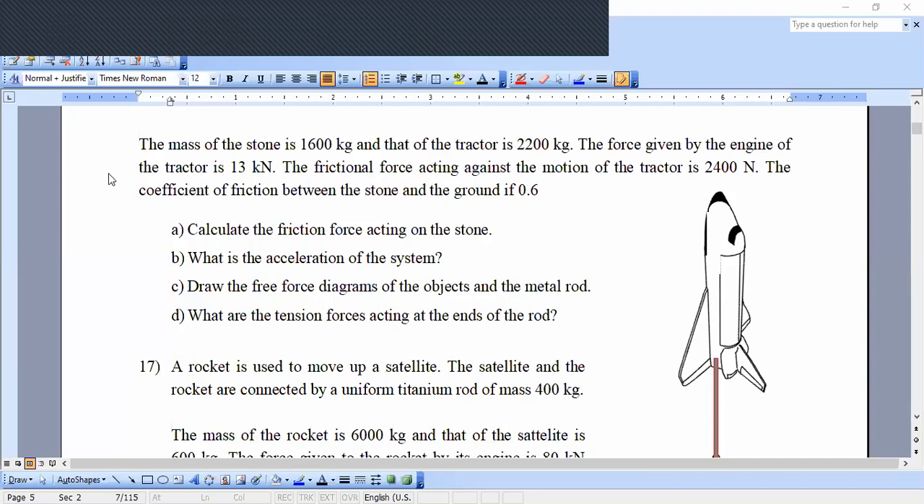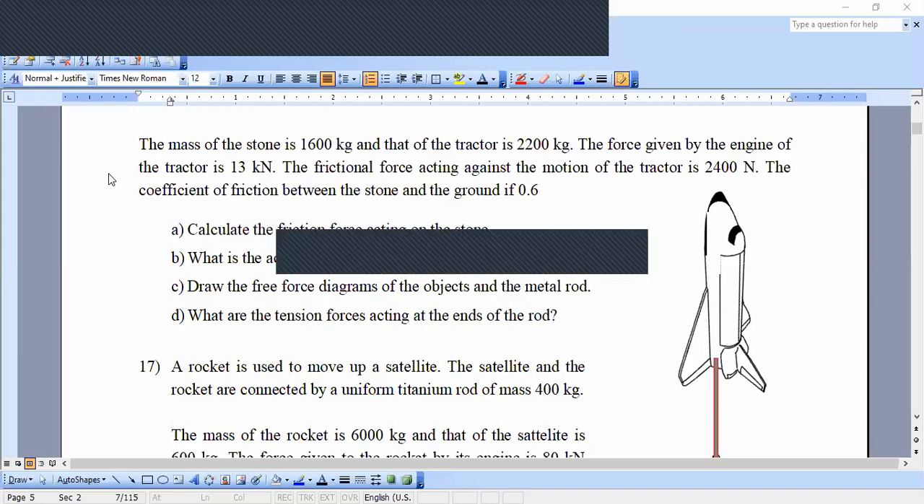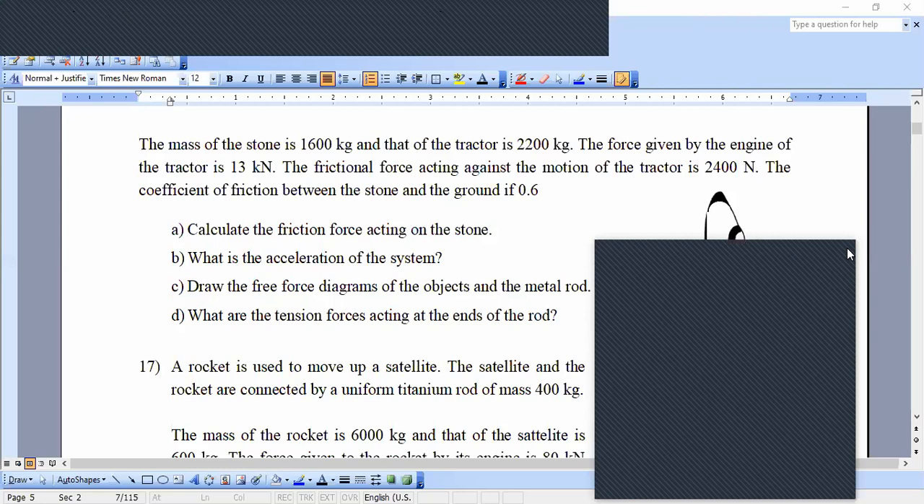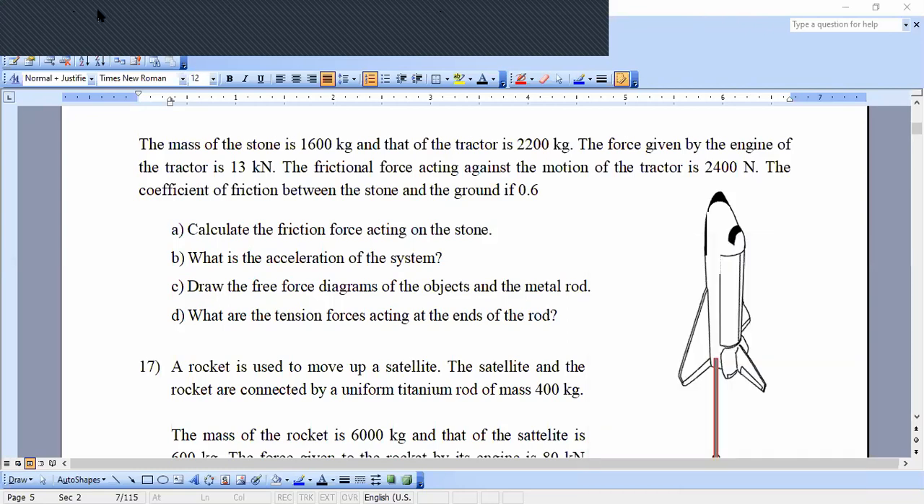Please read the questions also, A, B, C, D, dear. Question A, calculate the friction force acting on the stone. B, what is the acceleration of the system? C, draw the free force diagrams of the objects and the metal rod. D, what are the tension forces acting at the ends? Right, let's give a try.